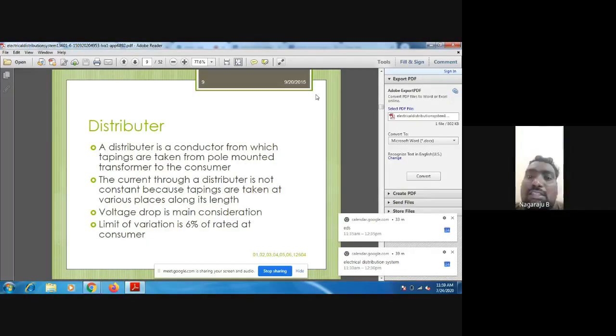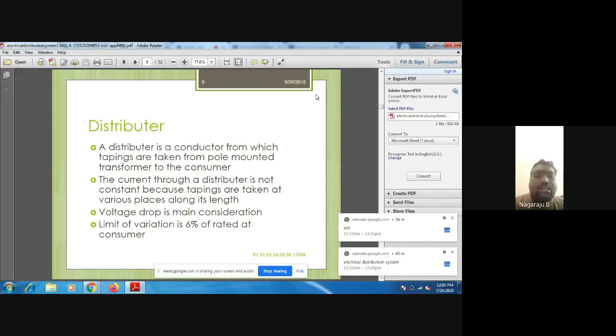So what is a distributor? A distributor is a conductor from which tappings are taken, from the pole mounted transformer to the consumer. The current through a distributor is not constant, because tappings are taken at various places.